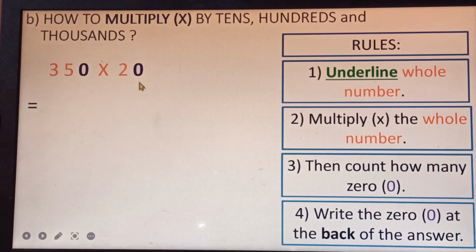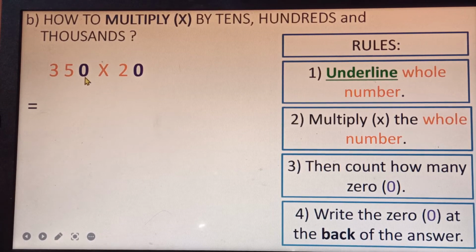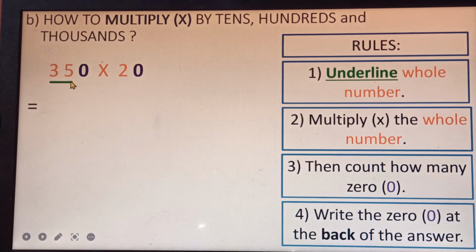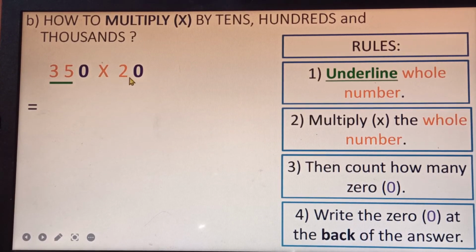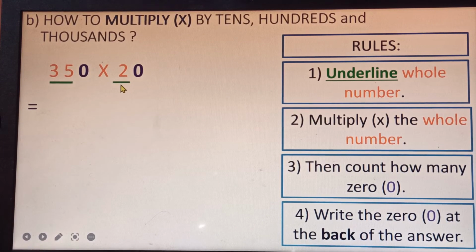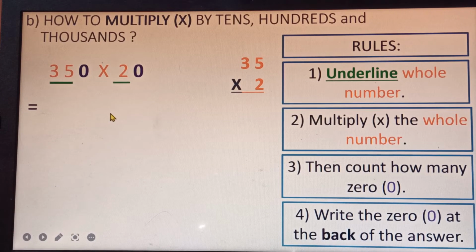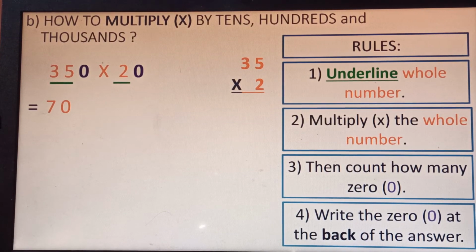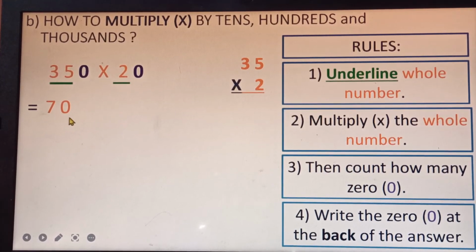Okay, let's see the next example. 350 times 20. So which one is the whole number? Dari sini, look at the first number. 350, which is the whole number? Yes, oleh sebab zero-nya belakang, so 35 is the whole number. How about 20? Mana satu whole number yang tadi mesti garis? Yes, 2, isn't it? So 35 times 2. So you can use your working macam biasa. 35 times 2, I got berapa tu? Yes, 70. Right? 35 times 2, I got 70.